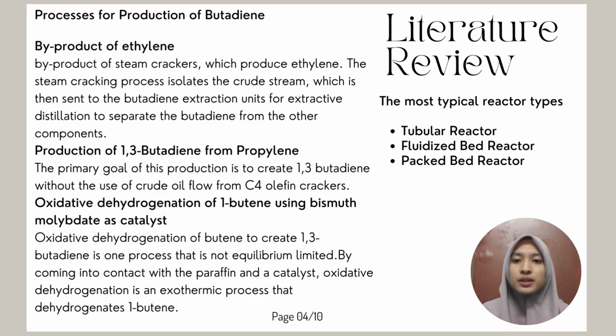There are few processes for production of butadiene. First is the byproduct of ethylene, second is the production of butadiene from propylene, and the third is oxidative dehydrogenation of 1-butene using bismuth molybdate as catalyst. The most typical reactor types that we use are the tubular reactor, fluidized bed reactor, and packed bed reactor.